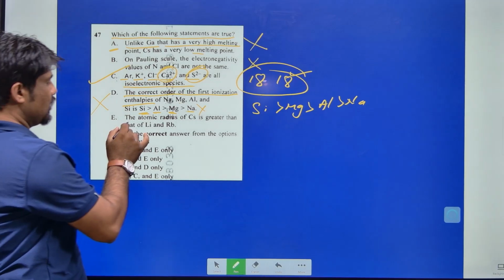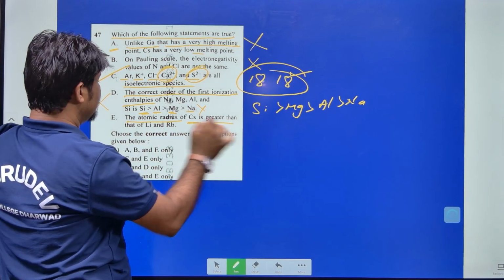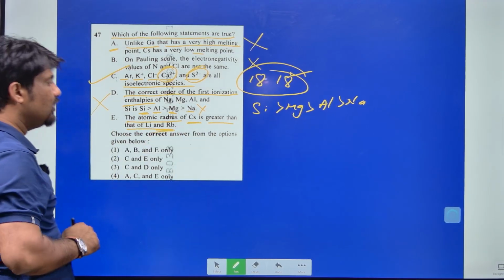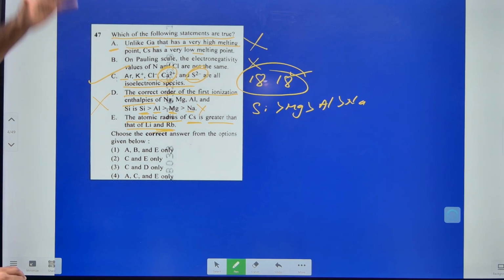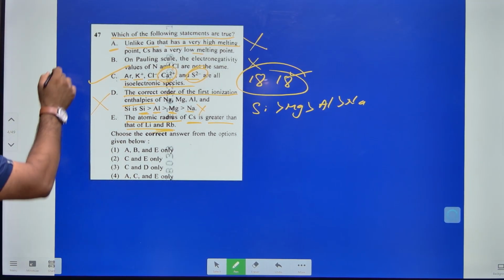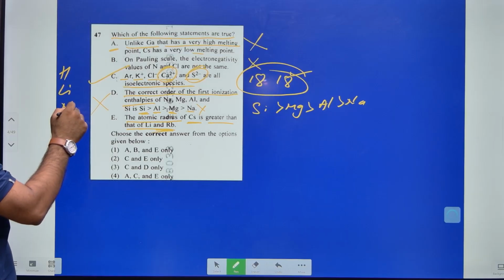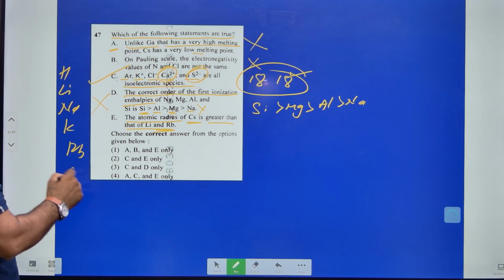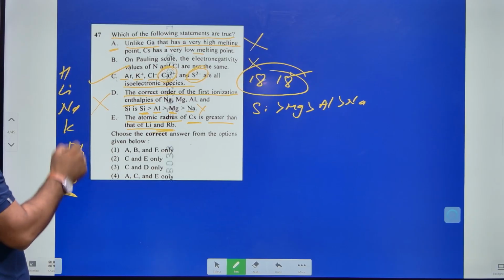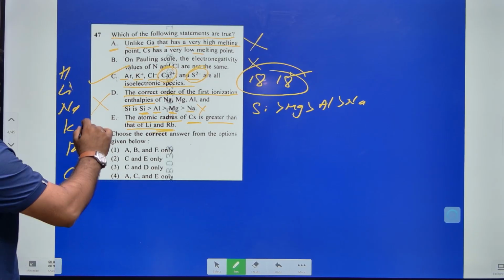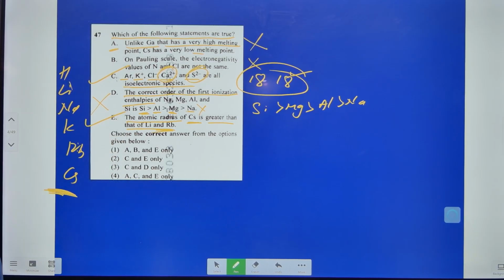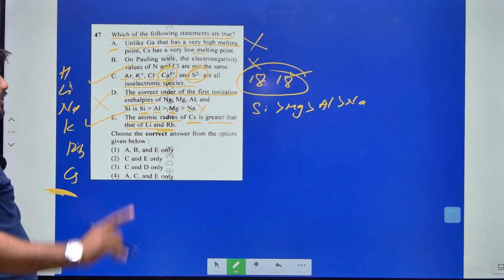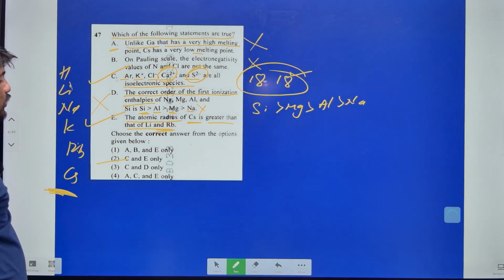At last, the atomic radius of cesium is greater than that of lithium and rubidium. Yes, of course, as we come down the group: hydrogen, lithium, sodium, potassium, rubidium and cesium. So cesium has the larger atomic size as compared to lithium and rubidium. Yes, of course, statement E is right. So C and E are the only right statements. So option 2, C and E are the only right statements.